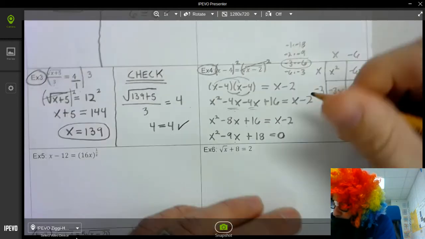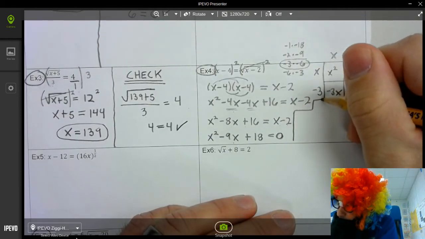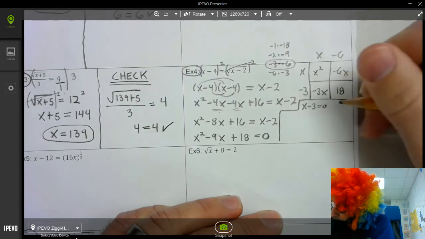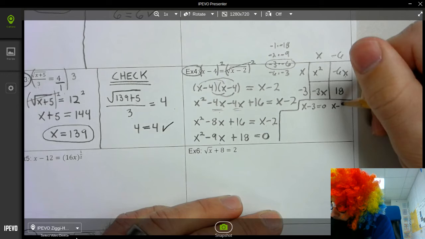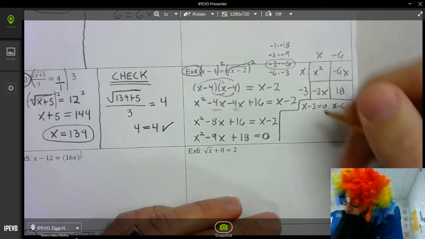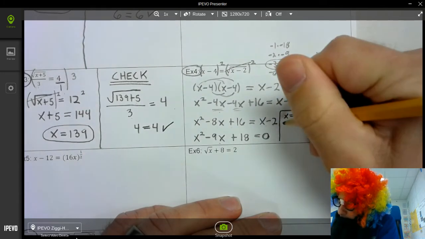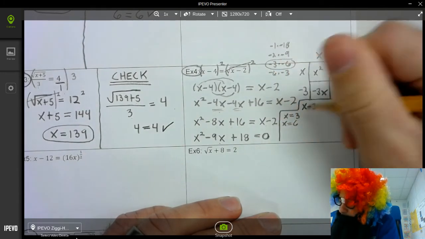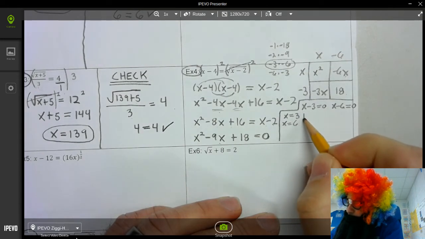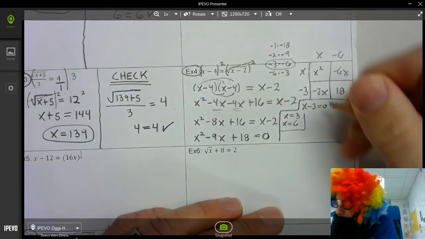So we have x minus 3 equals 0, and x minus 6 equals 0. So our two solutions are x equals 3 and x equals 6. To that, we need to move on to step 4 and check.